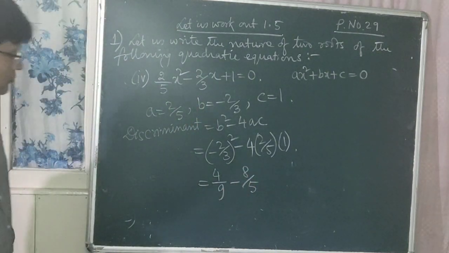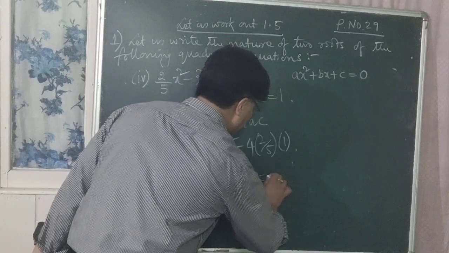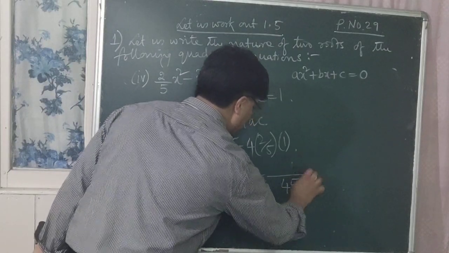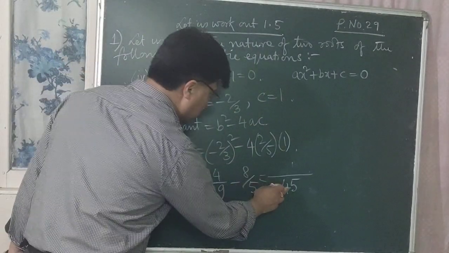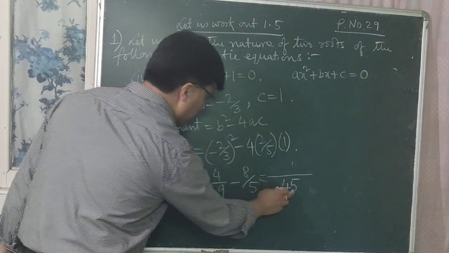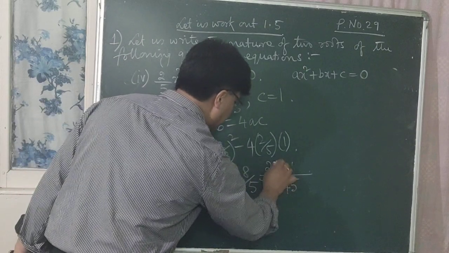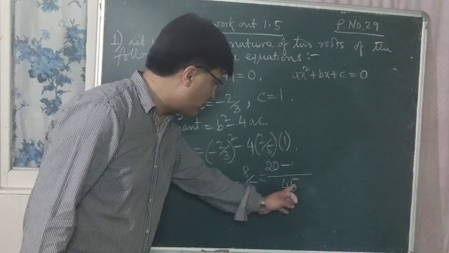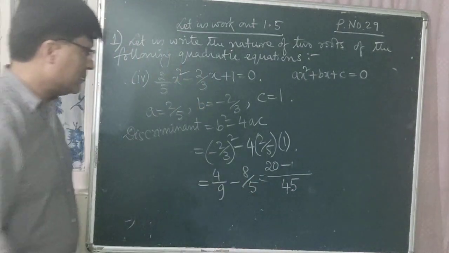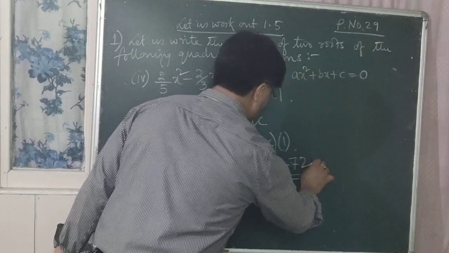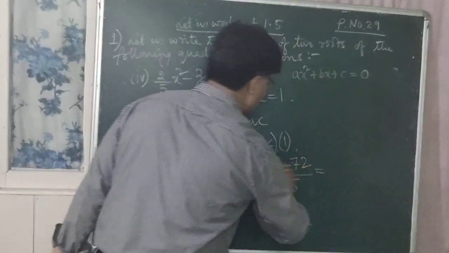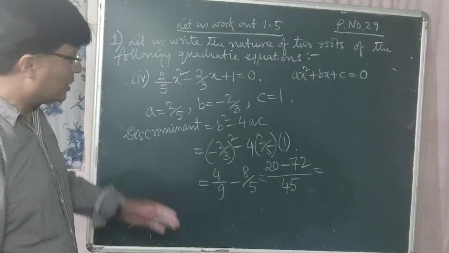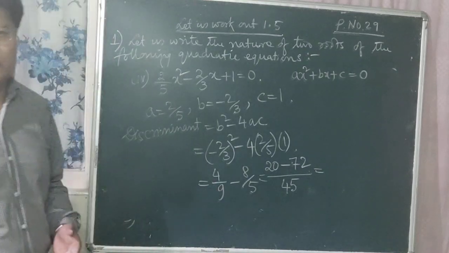Clear? So now what's the LCM of 5 and 9? It is 45, right? This LCM divided by 9: 9 5s are 45, 5 4s are 20, and then minus, LCM 45 divided by 5 is 9, 9 8s are 72. Which is equal to, now different sign, you have to subtract it. One is plus 20 and the other one is minus 72.